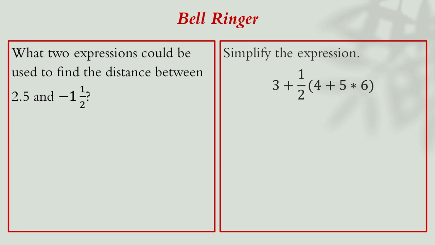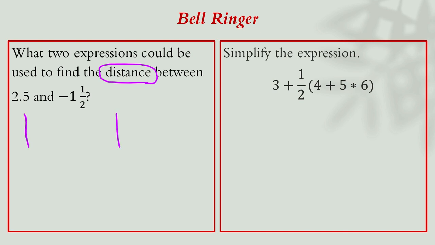Okay, first question on the bell ringer. We are looking for two expressions that could be used to find the distance between 2.5 and negative 1.2. Since it is a distance question like we did in lesson 1.5, there's always two expressions for distance, and they always have to contain two specific things. What are those things? Absolute value. Okay, we have to have absolute value bars.